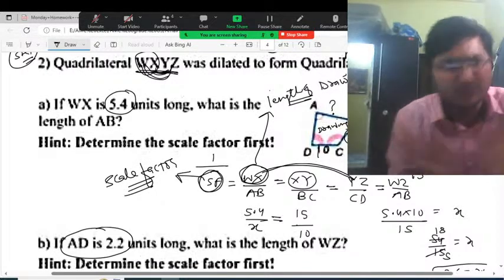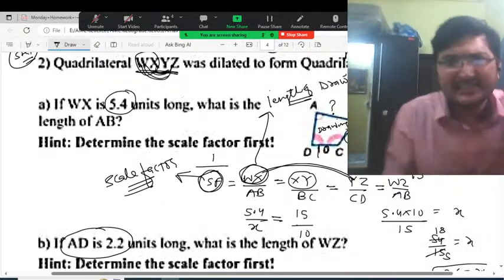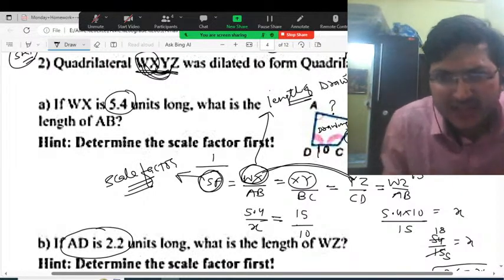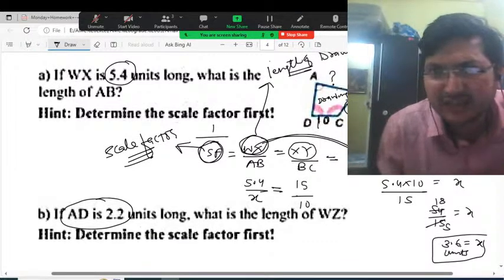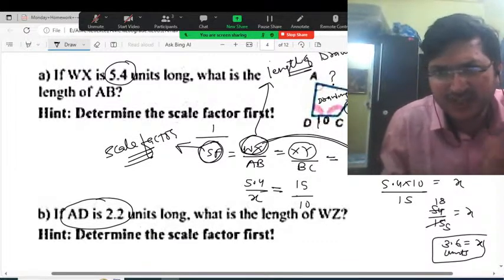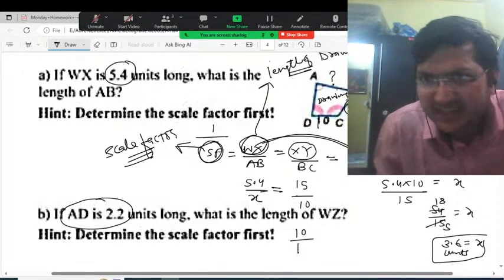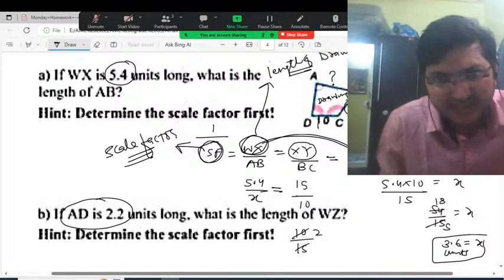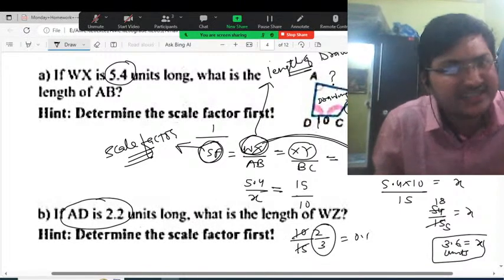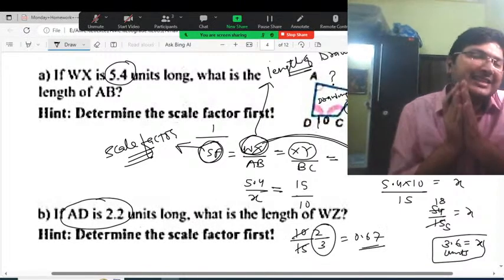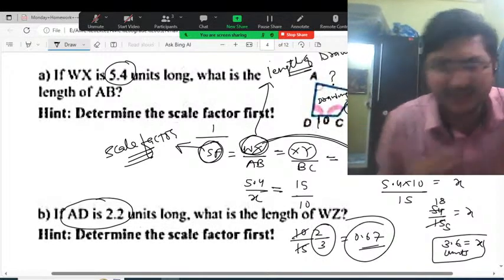Okay, fine. I'm concluding the session for today. You take this question B as your homework. Find the scale factor. Can you tell me what the scale factor is? The length of the drawing is 10 and the length of the object is 15 that we need to take. That's why the scale factor is less than 1, which is 0.67. That means the length of the image has been reduced with this scaling.